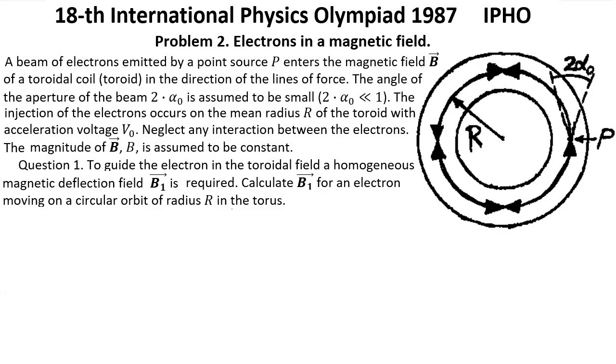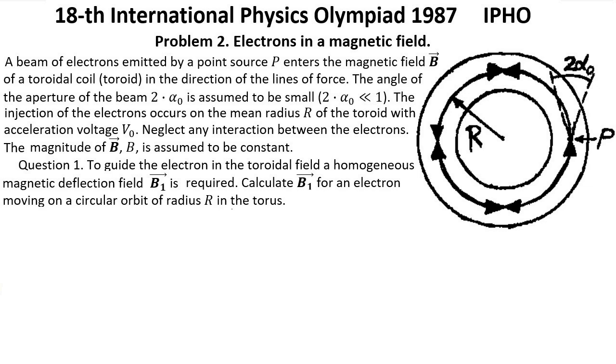Question 1. To guide the electron in the toroidal field, a homogeneous magnetic deflection field vector B1 is required. Calculate B1 for an electron moving on a circular orbit of radius R in the torus. Solution to question 1, determination of B.